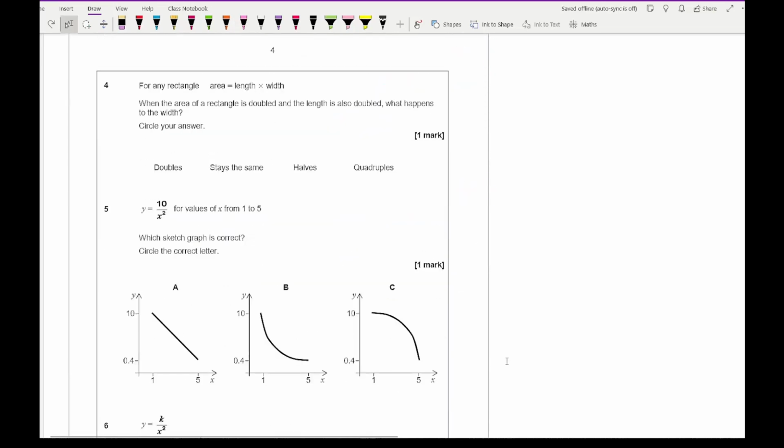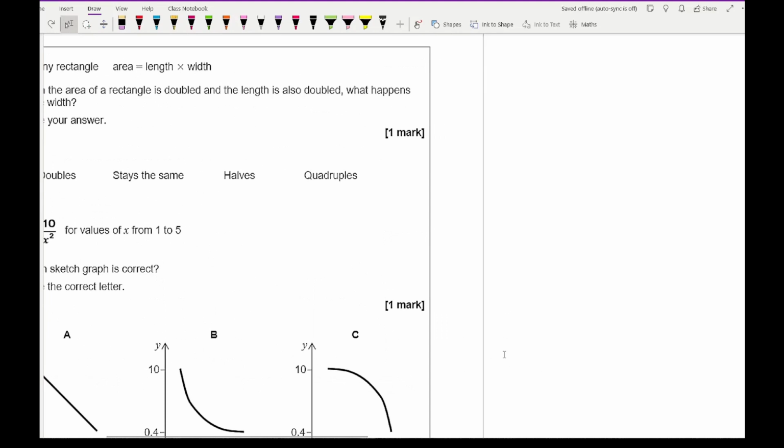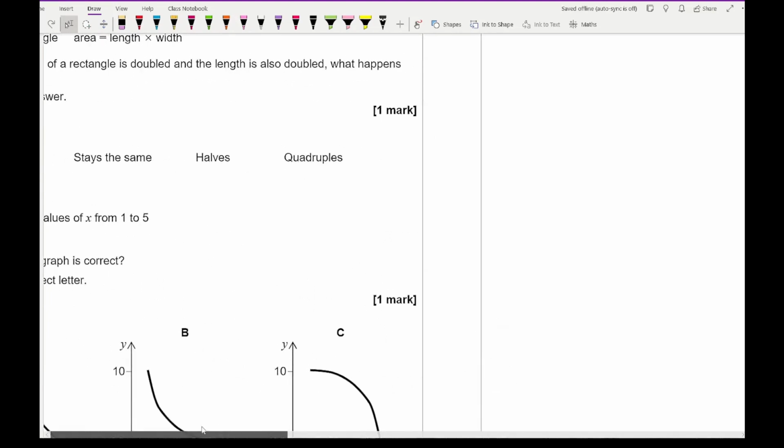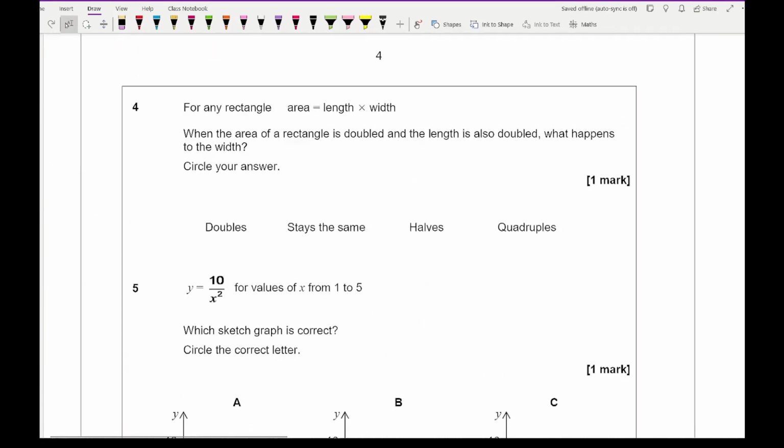Moving on to question 4, let's zoom back in so we can see the questions on screen. Moving on to question 4, it says for any rectangle, area equals length times width. When the area of a rectangle is doubled, the length is also doubled. What happens to the width? Circle your answer. But for this, if you're not too sure about what happens, then just make up an example.